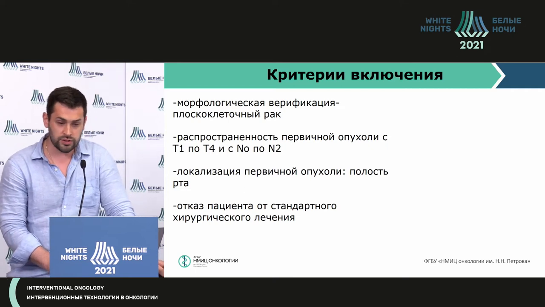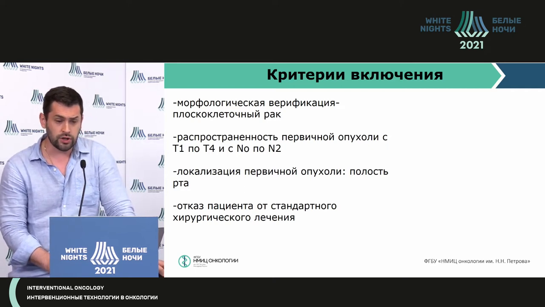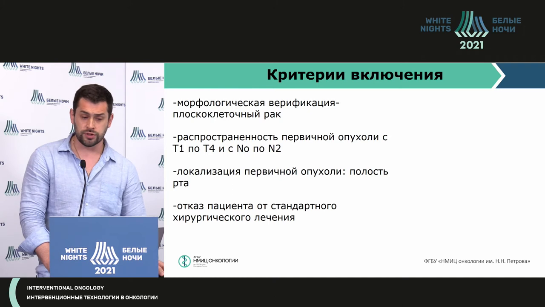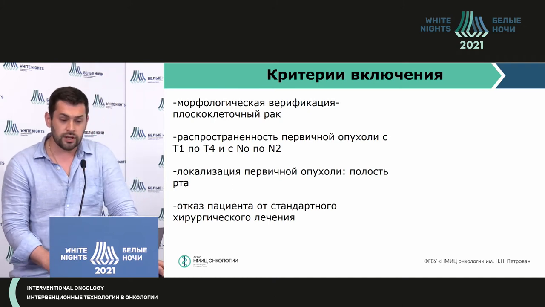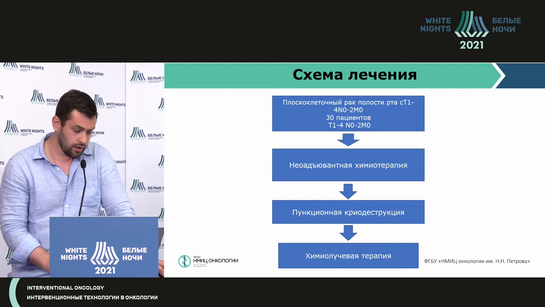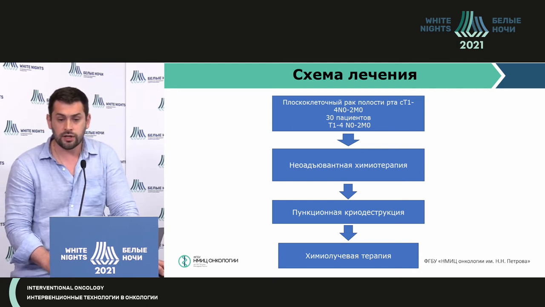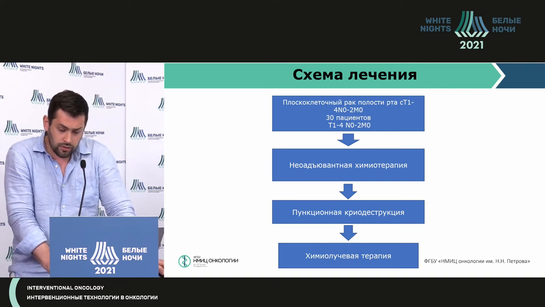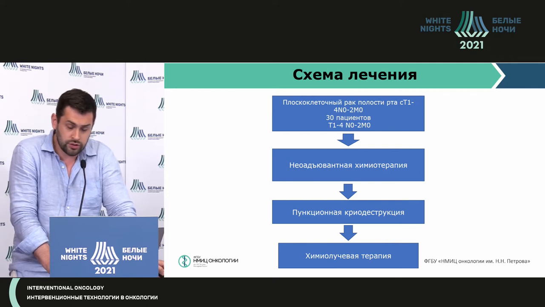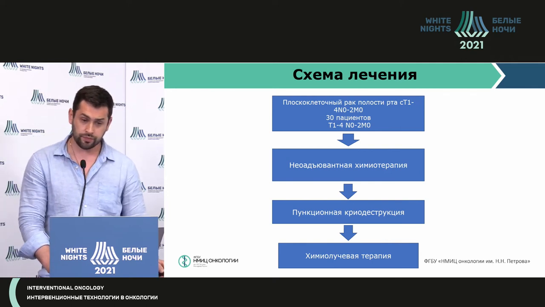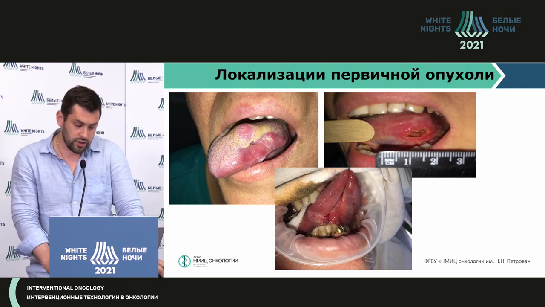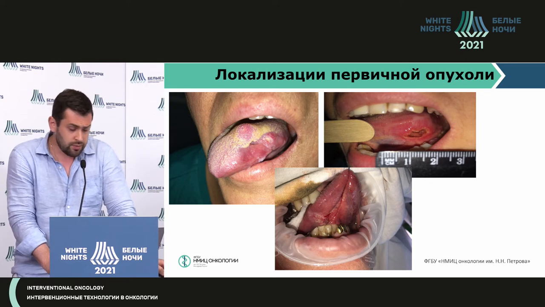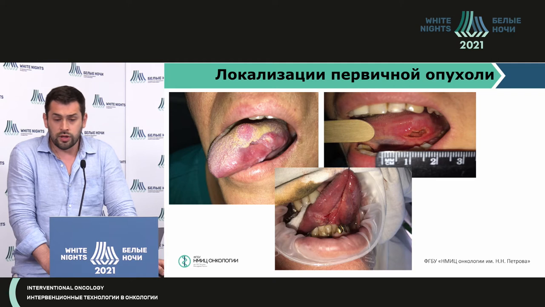Our study, the inclusion criteria: morphological verification, squamous cell cancer, oral squamous cell cancer, the distribution of primary tumor, and the refusal of patients to go into surgery. For all our trial patients, we first delivered neoadjuvant therapy, then puncture cryodestruction, followed by chemo and radiotherapy. We used puncture cryodestruction in 30 patients so far.